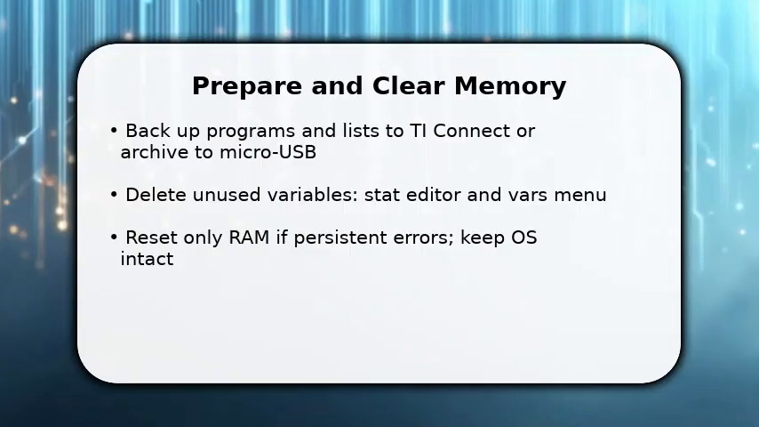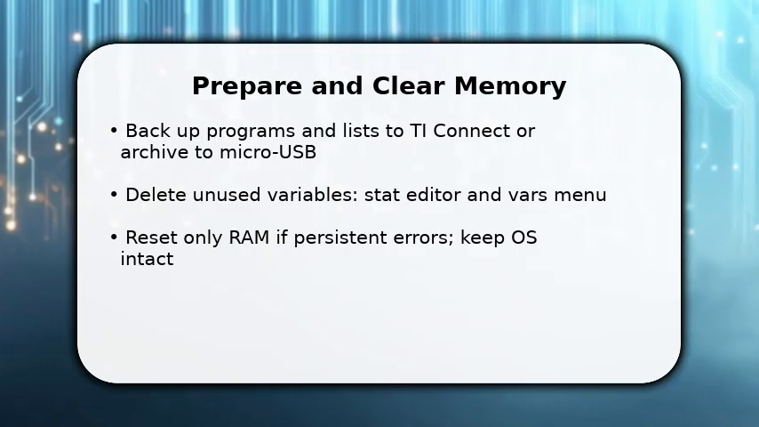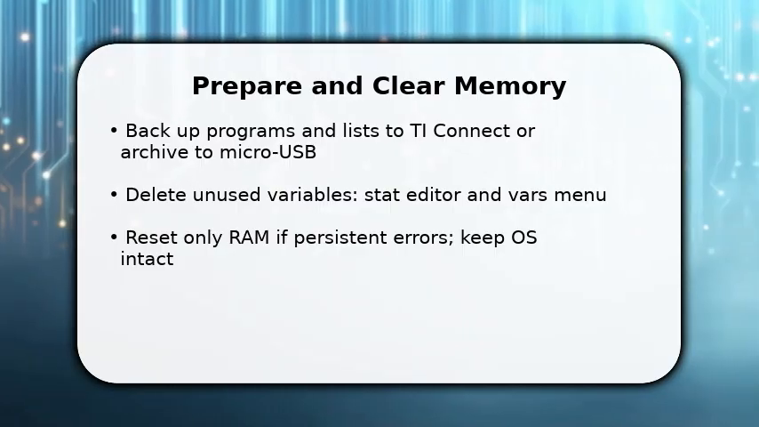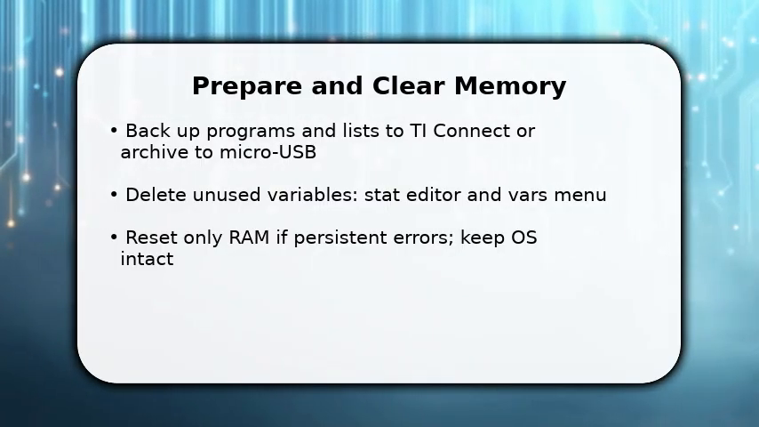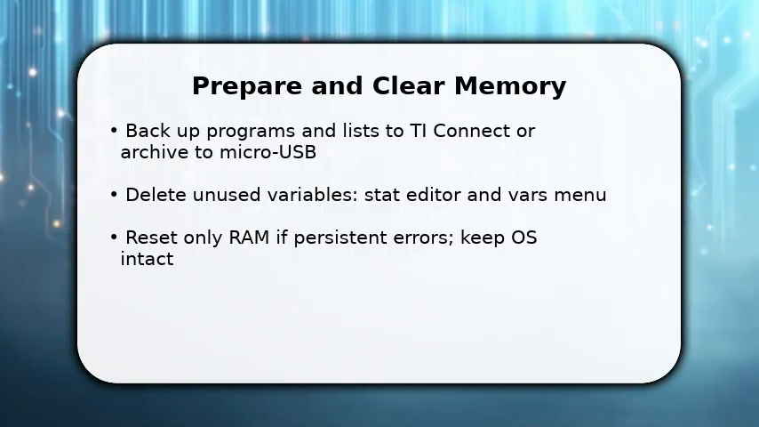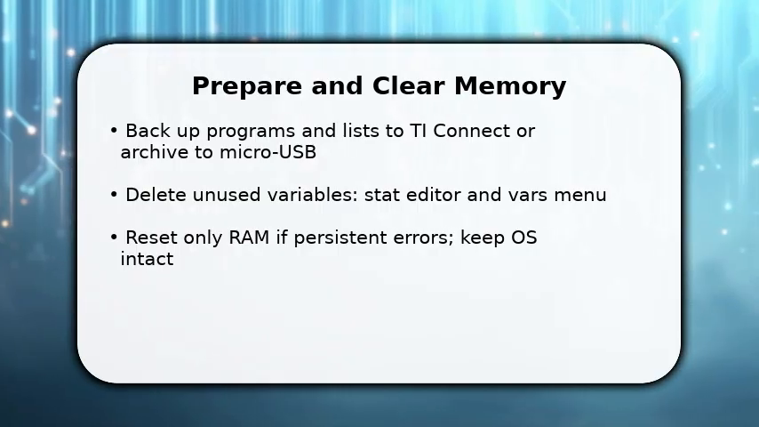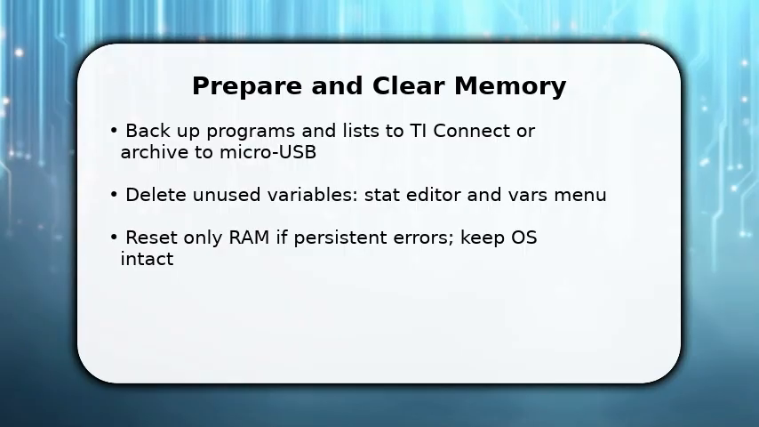You'll start by securing your data and clearing anything that could corrupt graphs. First, archive important programs and lists using TI Connect or by transferring via USB. This prevents accidental loss. Next, remove stray variables and lists in the stat editor and clear y equals entries that conflict. If graphs still misbehave, perform a RAM reset.